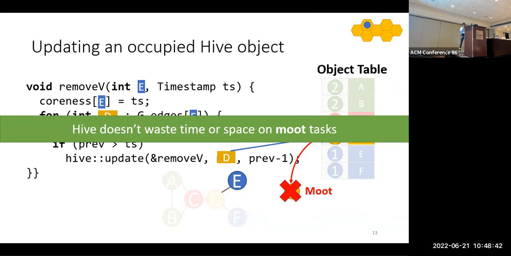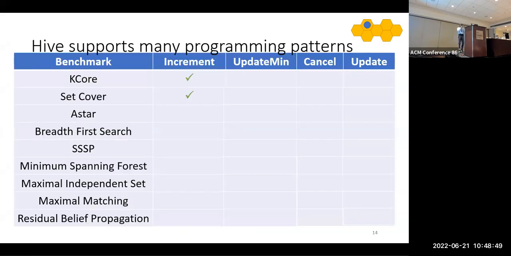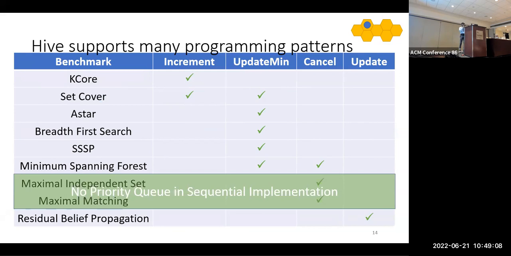Because Hive removes the old task from the schedule when it is replaced, it does not waste time or queue space on moot tasks. Now, we've just explained a basic update, but Hive can do some more complex operations too. Hive supports several different types of update in order to express all the different update patterns we find in our benchmarks. We include a full analysis, including code examples of all these patterns, in the paper. One thing to note is that some of these benchmarks don't even include priority queues in their sequential implementations. They just use for loops, but they still benefit from Hive's dynamic scheduling.